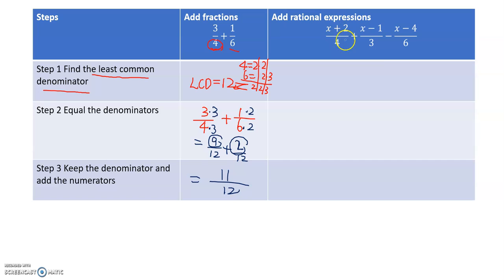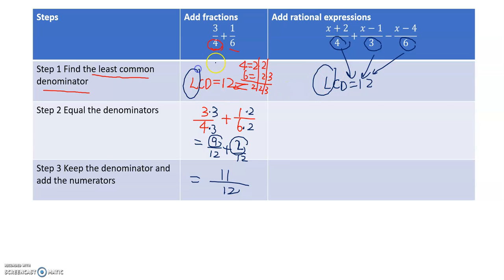Now to add rational expressions, we are going to follow the same steps. First, we find the LCD. So in this case, we have the denominators 4 and 6. Again, the LCD is 12 because 4 goes into 12, 3 goes into 12, and 6 goes into 12, and 12 is the smallest. And usually we recommend that you use the least common denominator.